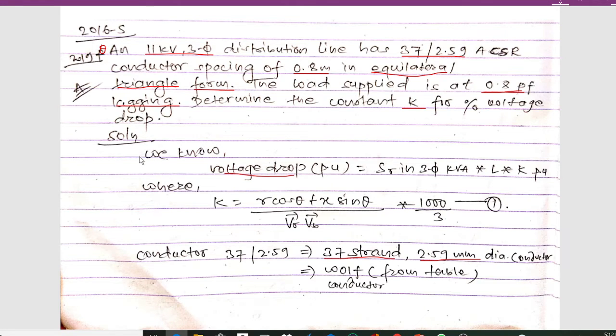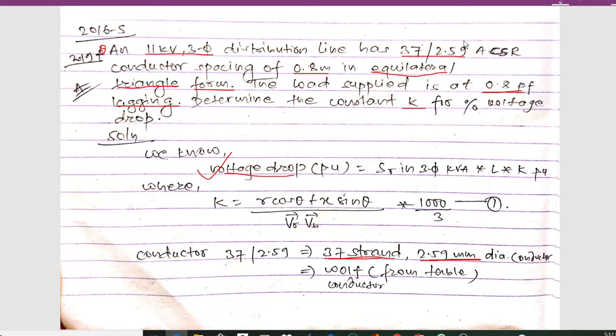So the very first step: the formula for voltage drop. Voltage drop in per unit is SR, the three-phase kVA, into L into K per unit, where K represents (R cos theta plus X sin theta) upon VR into VB into 1000 upon 3. In the question, a 37/2.59 ACSR conductor is given, where 37 represents the strands, and 2.59 is the 2.59 mm diameter of each strand.